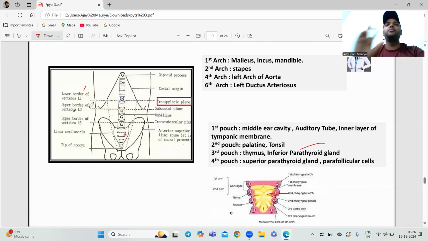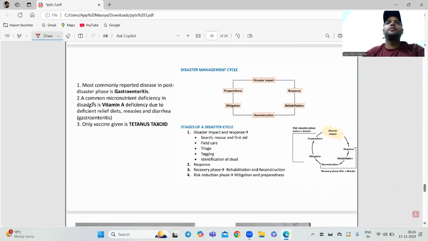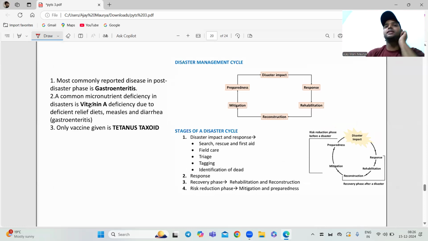Okay, now please don't make any mistakes in the exam. I think I know about this one. Disaster management, guys. This one is disaster management.